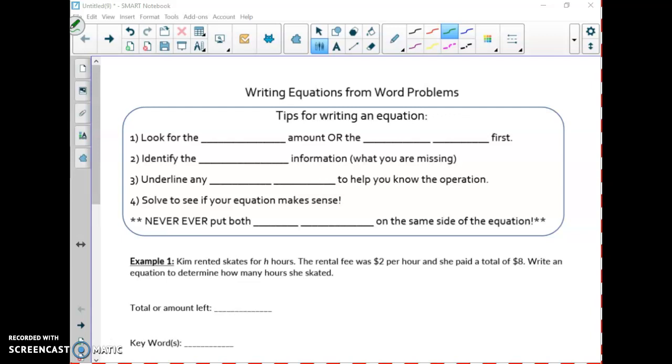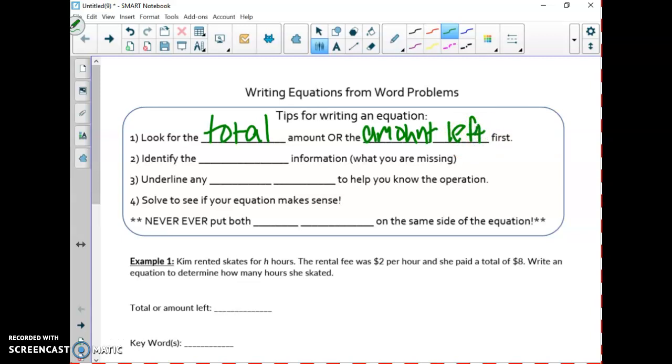Okay, so let's go ahead and jump in to what our notes are going to be, what our steps are going to be in order to write an equation. So the very first thing you want to do when writing equations is you want to look for two numbers, okay? And those numbers are going to be either the total amount. Let me see if my thing will work. There we go. You're going to either look for the total amount or the amount left over. So the amount left first, okay?